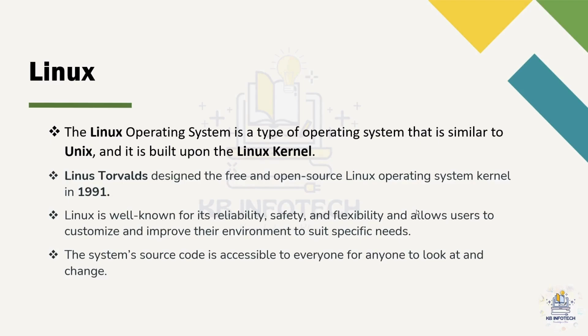Linus Torvalds designed the free and open source Linux operating system back in 1991. Torvalds felt Unix was expensive and decided to develop a free and open source system for personal computers, drawing ideas from Unix operating system and the Minix operating system. Linux is well known for its reliability, safety, and flexibility, and allows users to customize and improve their environment to suit specific needs. The system's source code is accessible to everyone to look at and change, making it cool that anyone can see how the system works. People from all across the world are urged to work together and keep developing Linux due to its openness.